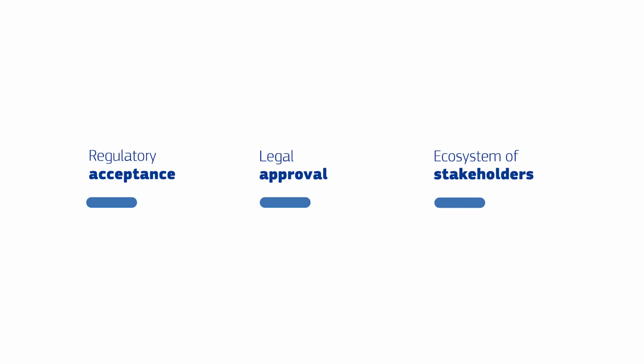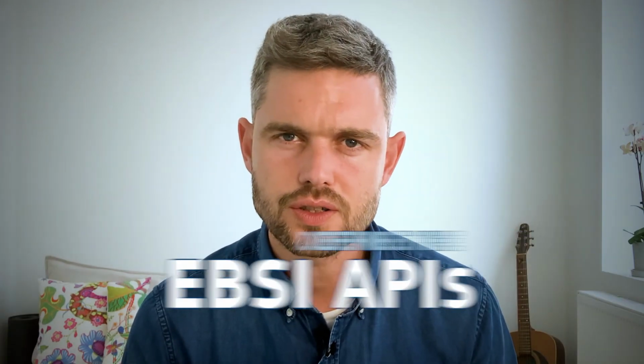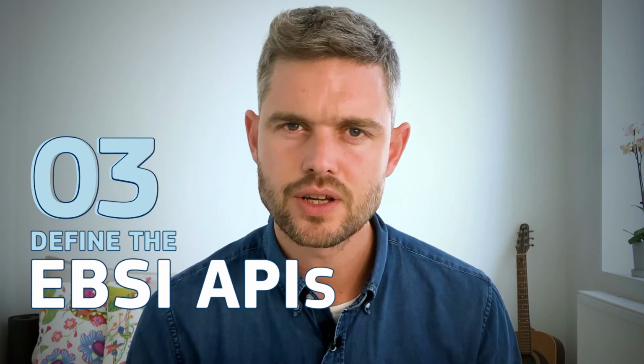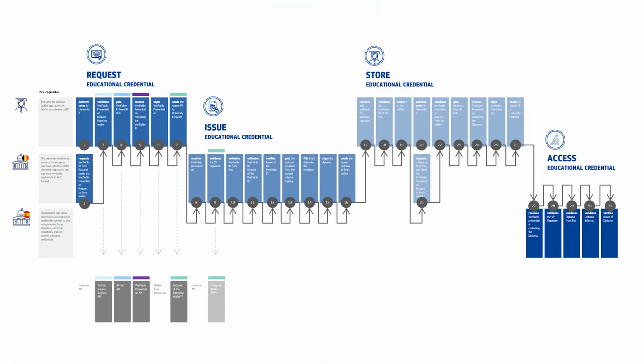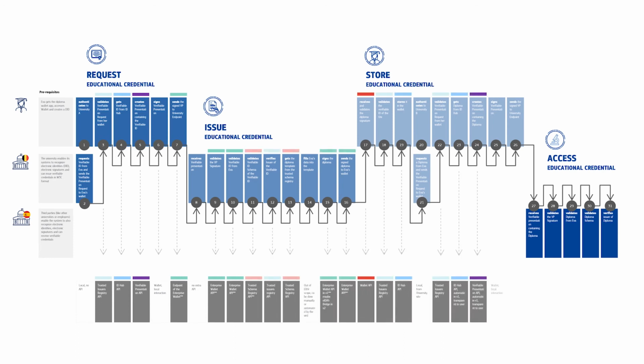Before you move forward, take a moment to think about any other prerequisites that are specific to your project. These often include items like establishing the regulatory acceptance environment, or getting legal approval, or onboarding your ecosystem of stakeholders to your project. Last but not least, you're going to need to identify which EBSI APIs you're going to need to connect to. We have documented all of them on our website. You can find a link below.